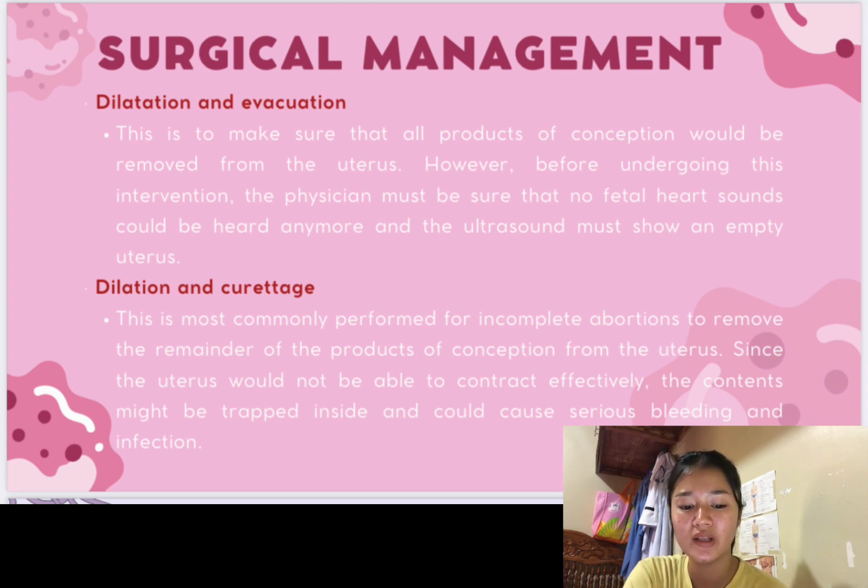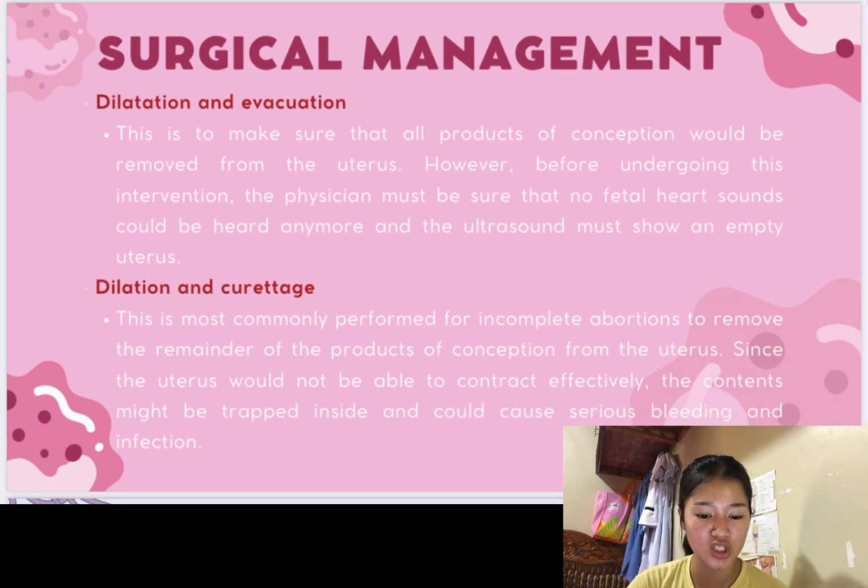However, before undergoing this intervention, the physician must be sure that no fetal heart sounds could be heard anymore, and the ultrasound must show an empty uterus. So, since there's still a possibility that the baby can survive, it is important to first ensure that the FHT is already gone. Kasi if buhay pa pala si baby, may mga interventions din naman na pwedeng gawin ang healthcare provider to help the baby survive and to help continue the pregnancy.